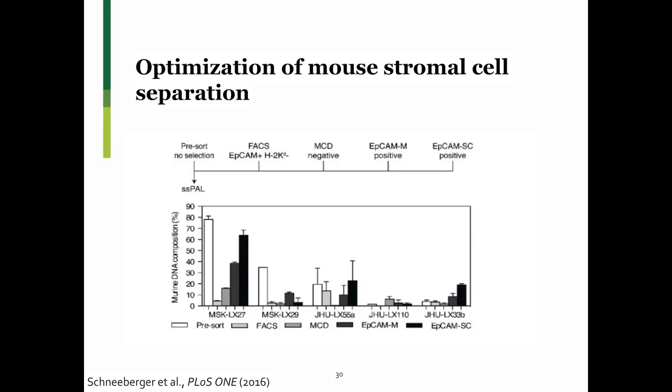And I think that our conclusion, especially looking at MSK-LX27, was that if you're looking at a model that initially has fairly high mouse contamination from the start, it's really hard, using positive selection, to pull out a very pure population. But with a negative selection approach, like mouse cell depletion or FACS, we were able to get relatively pure populations.